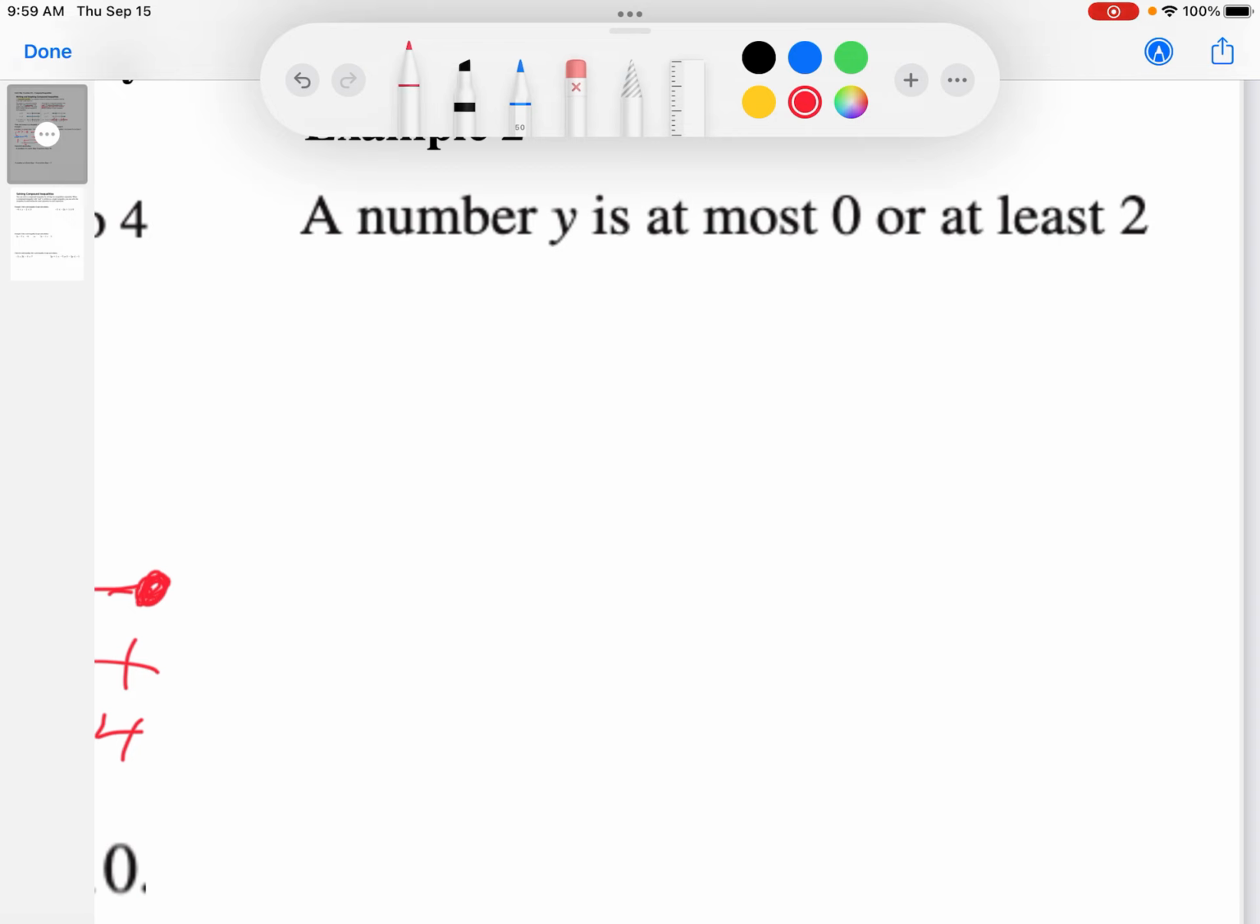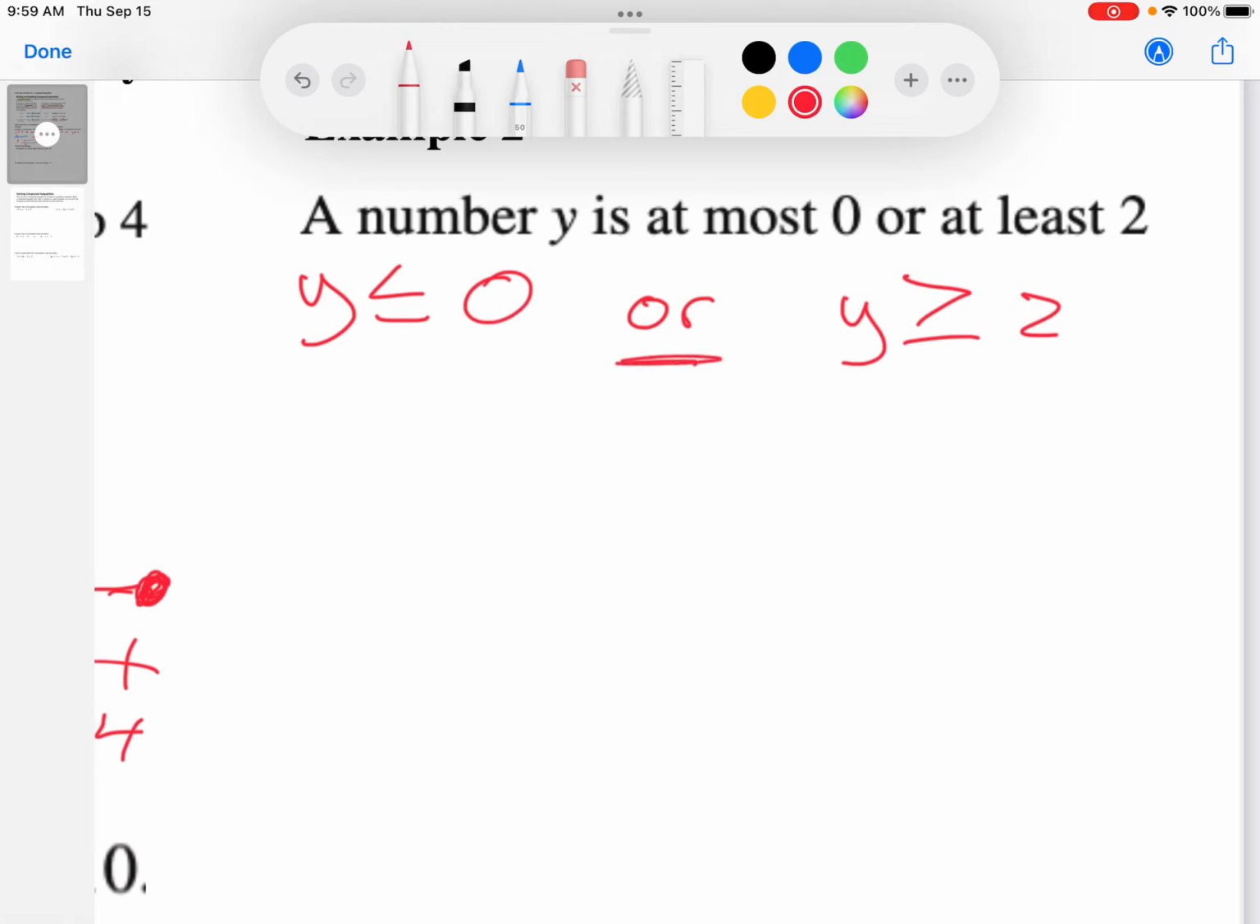And so it says a number y is at most 0. So that means y actually needs to be less than or equal to 0, or it has to be at least 2, which means it needs to be greater than or equal to 2.